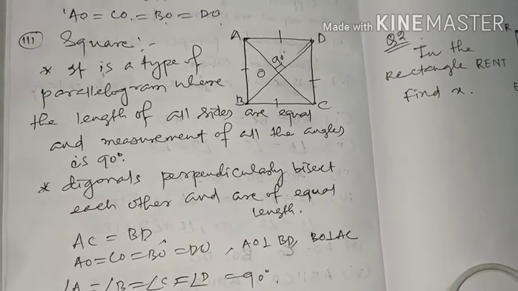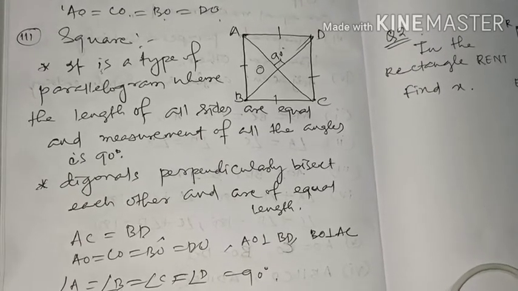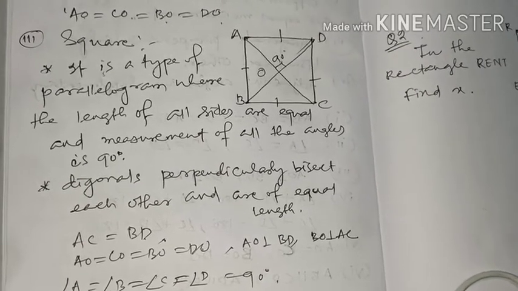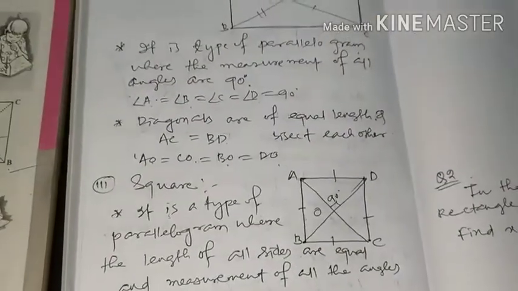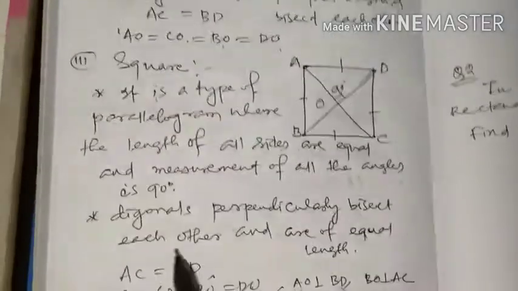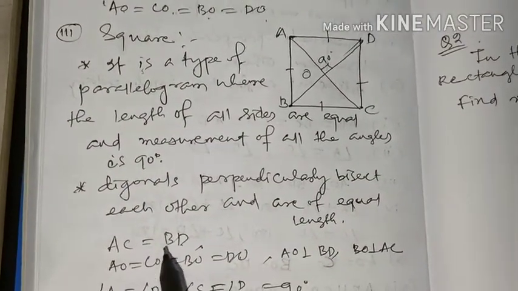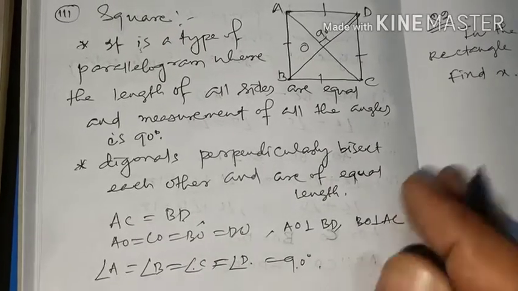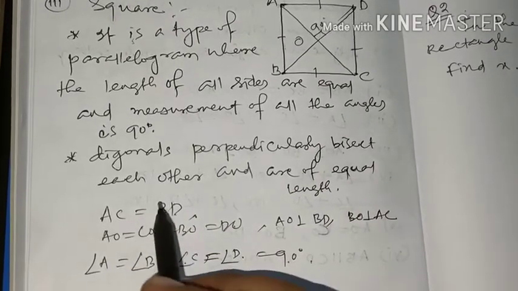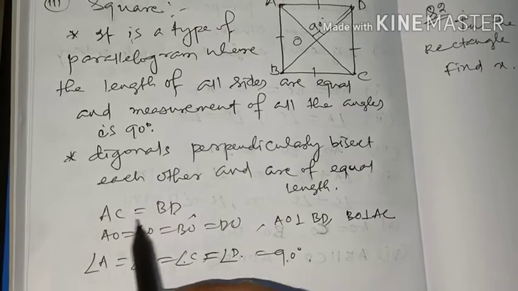Right now, it is a type of parallelogram where the length of all sides are equal and the measurement of all angles is equal to 90 degrees. Here also, same as a rectangle, all the angles are of the same measurement, that is 90 degrees. A = B = C = D = 90 degrees, and the diagonals are of the same length.